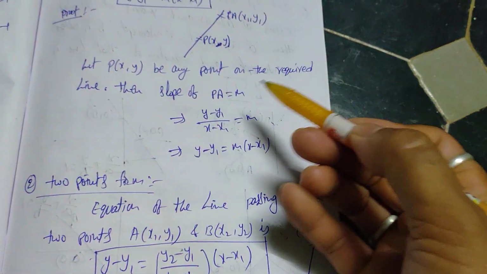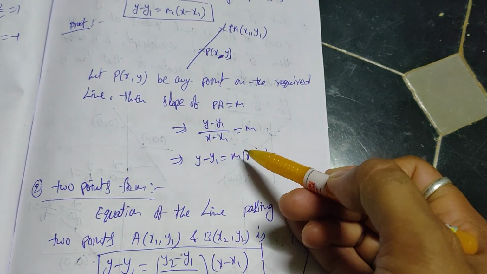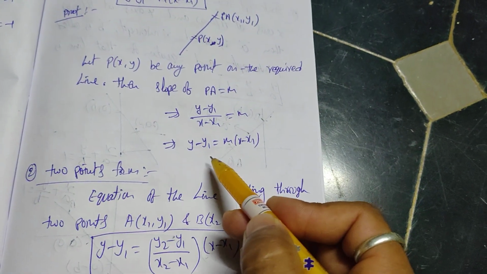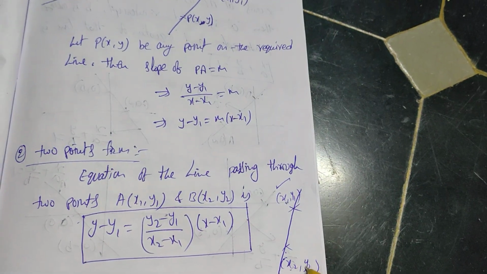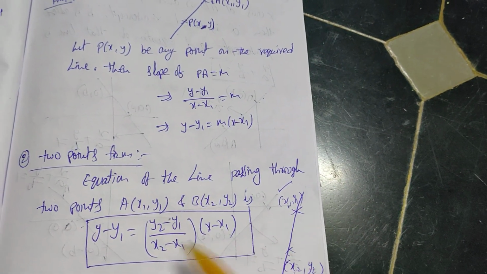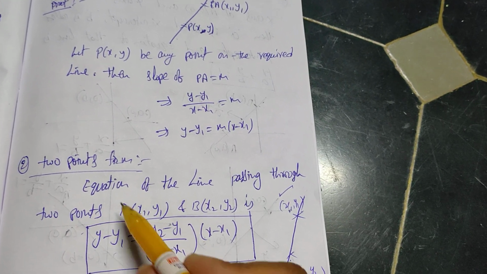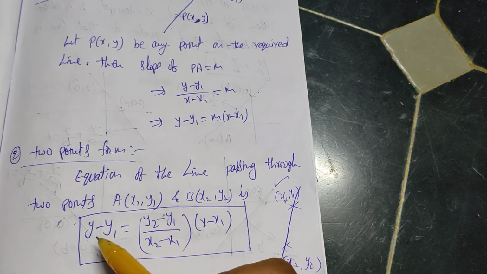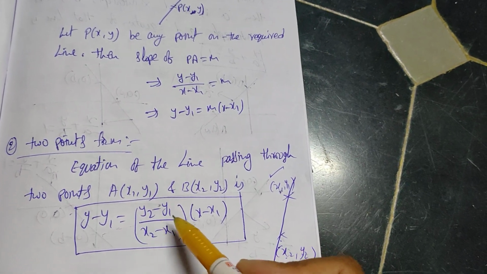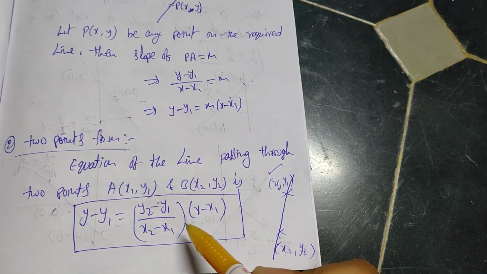So according to the above formula, y minus y1 is equal to m of x minus x1. Here m is nothing but slope. Slope is nothing but what? Y2 minus y1 by x2 minus x1. So y minus y1, because this is the line passing through x1 comma y1. So we can say y minus y1 is equal to y2 minus y1 by x2 minus x1 into x minus x1.